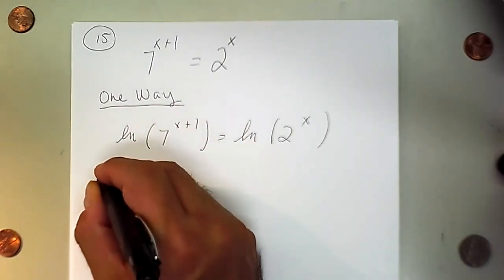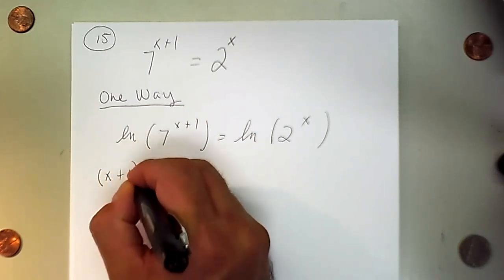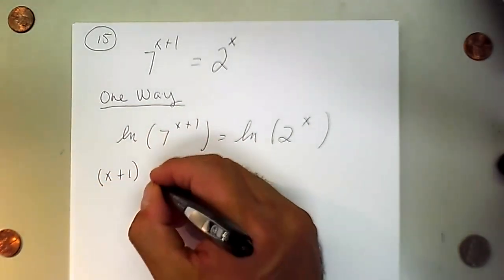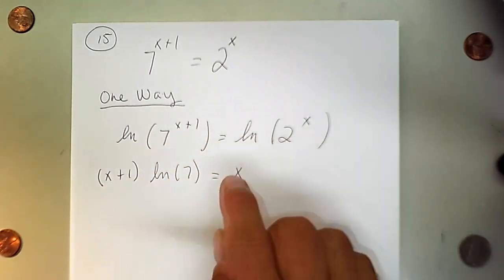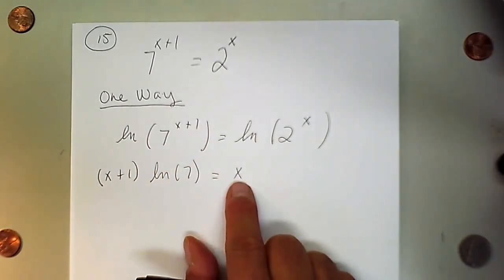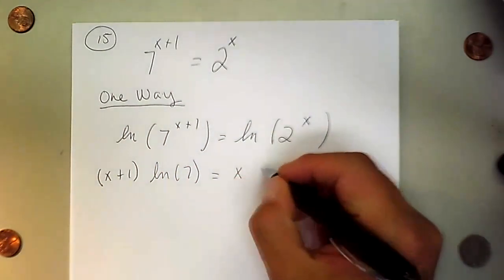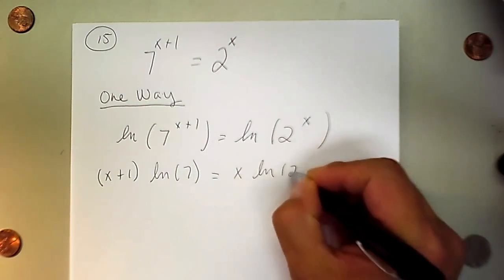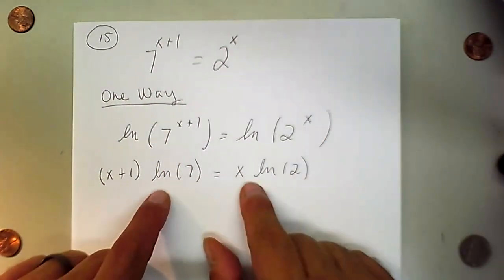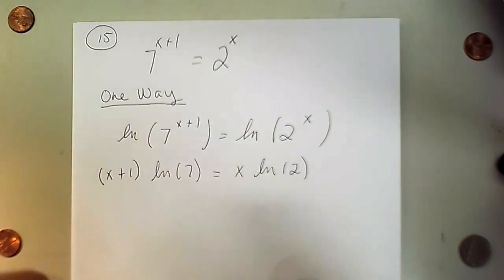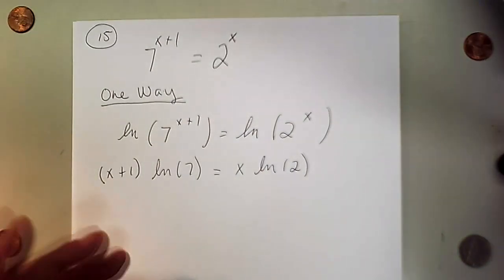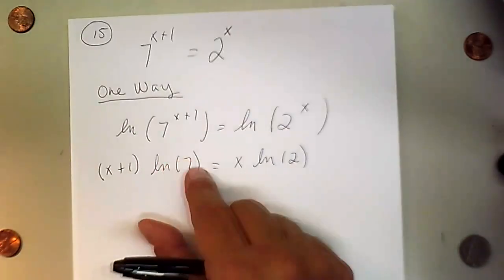So now we have the quantity x plus 1, we have to put parentheses, times the natural logarithm of 7 equals x, I don't have to put parentheses around the x because it's just one thing, times the natural logarithm of 2. Now, don't be intimidated when you see natural logarithm of 7. It's just a number like 3, like 5, like 7. It looks really weird, but it is just a number.